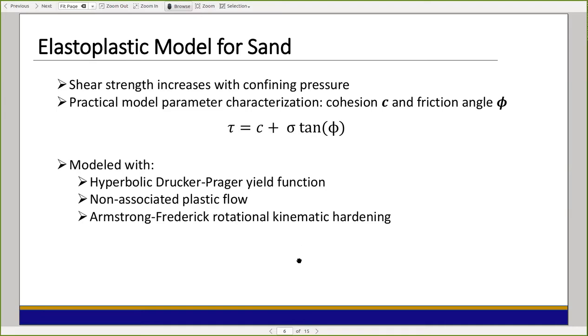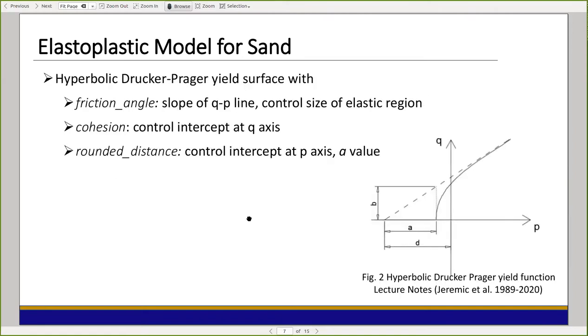The shear strength is governed by this linear equation. And to model the elastoplastic behavior of the sand, we can use the hyperbolic Drucker-Prager yield function with non-associated plastic flow, combined with the Armstrong-Frederick rotational kinematic hardening. So we will first talk about the hyperbolic Drucker-Prager yield function. As you can see here, now the shear strength of the material increases with the confining pressure, and we have three parameters to quantify such a yield function.